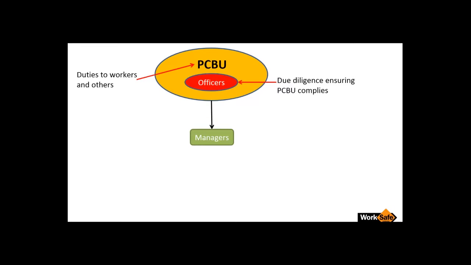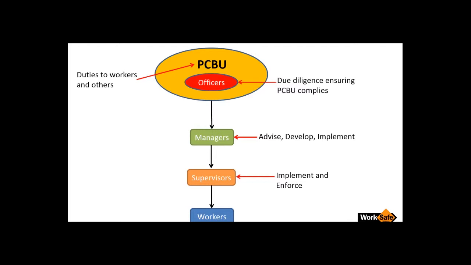Now underneath that you might have managers, you might have supervisors, you may have workers. So their responsibilities might be, as a manager, to advise, develop and implement workplace health and safety policy and procedure. The supervisors need to implement and enforce whatever is designed to manage workplace health and safety. And generally the workers need to obey and cooperate. So under the Workplace Health and Safety Act, if you're a manager, a supervisor or a worker, you're classed as workers. And that's why it's really important to have an induction, because if you don't have an induction, how does anyone know what role they have in the business?